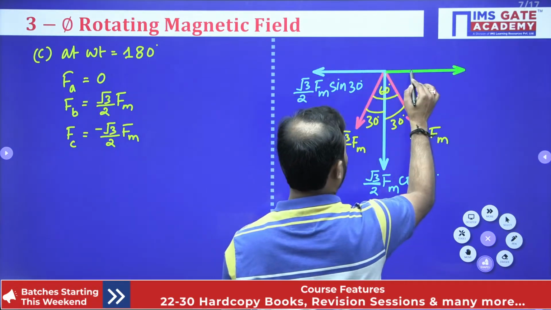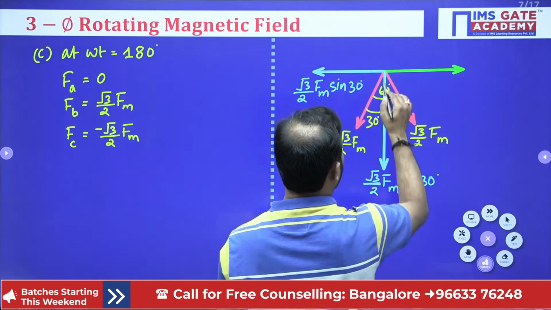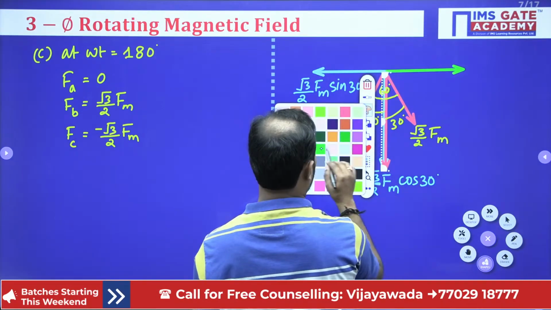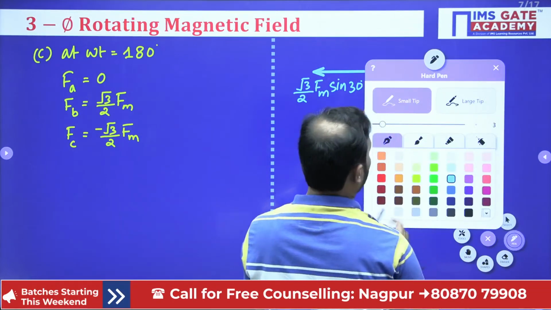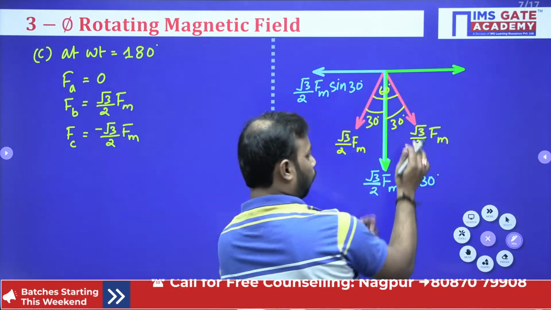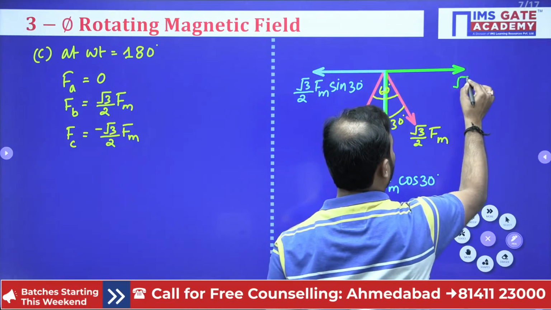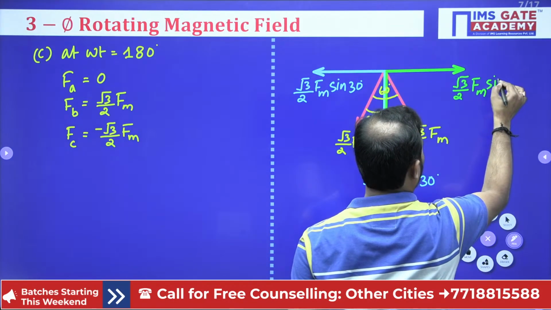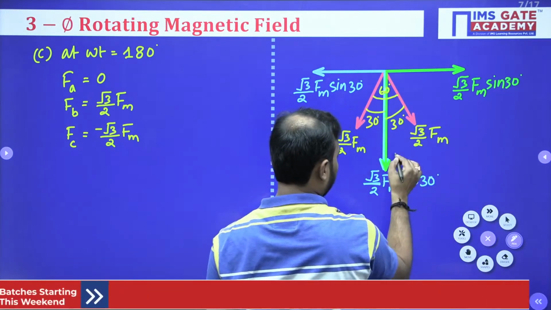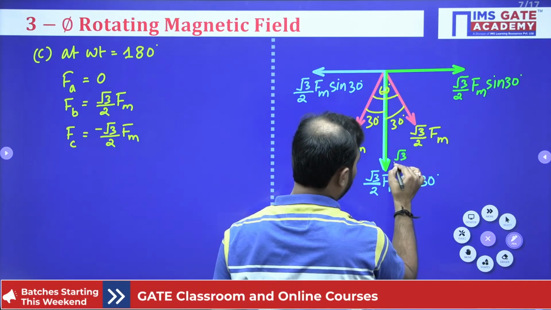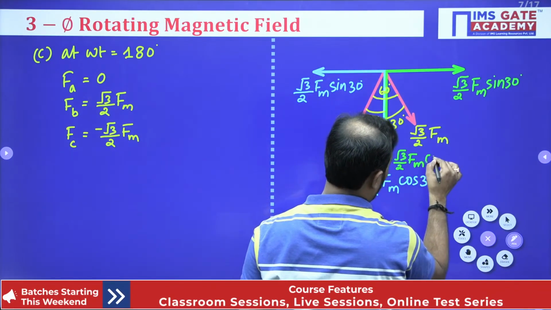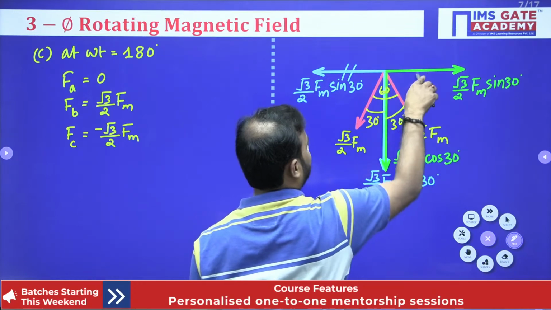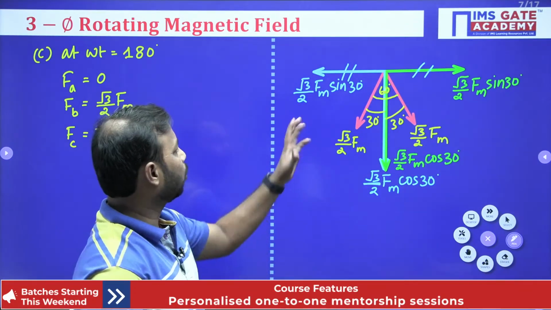Let us resolve this part with a green color. So this will be for this component. So it becomes root 3 by 2 Fm sin 30 degree, and for the green one, this will be root 3 by 2 Fm cos 30 degree. So these two parts will be cancelled out, isn't it? These two parts will be cancelled out due to equal and opposite value.